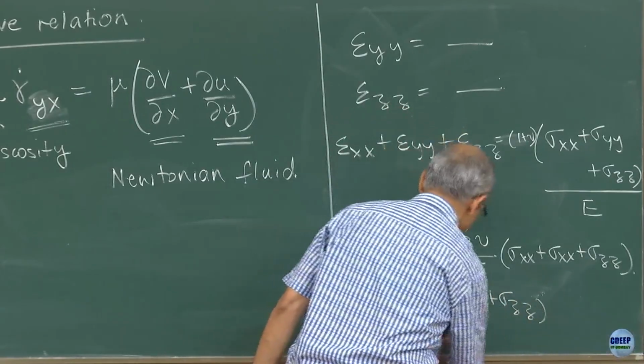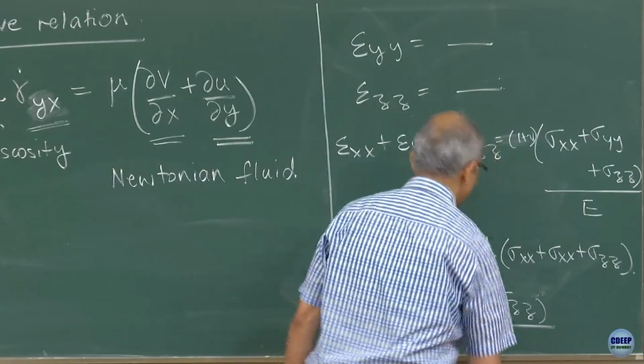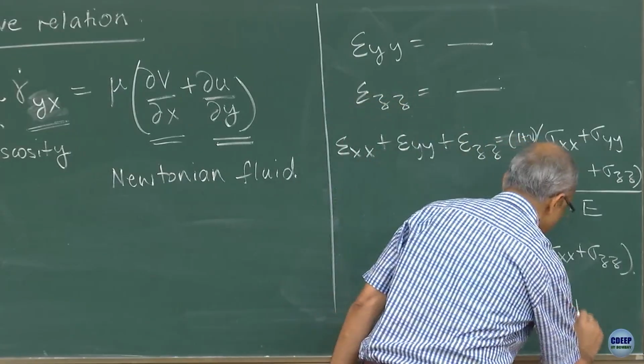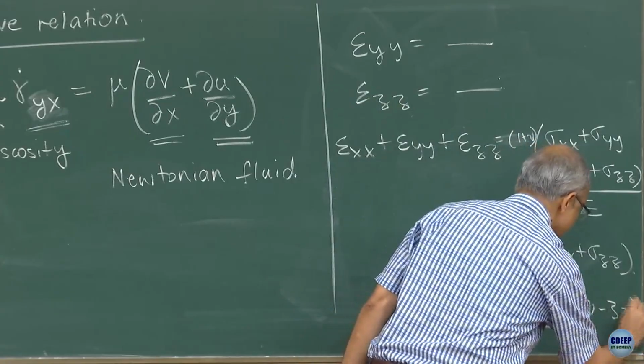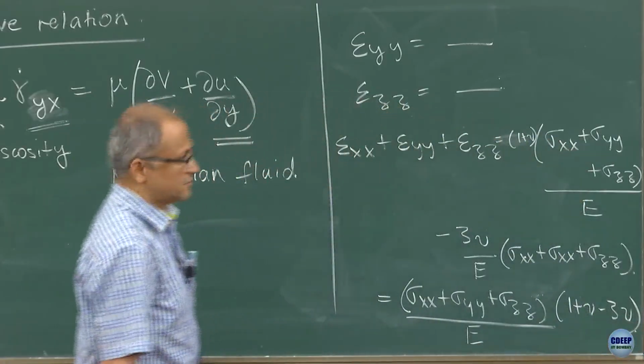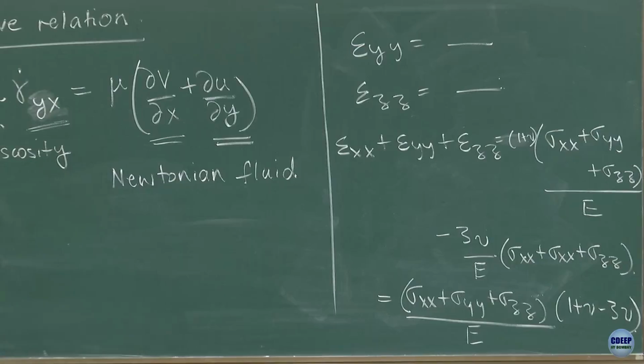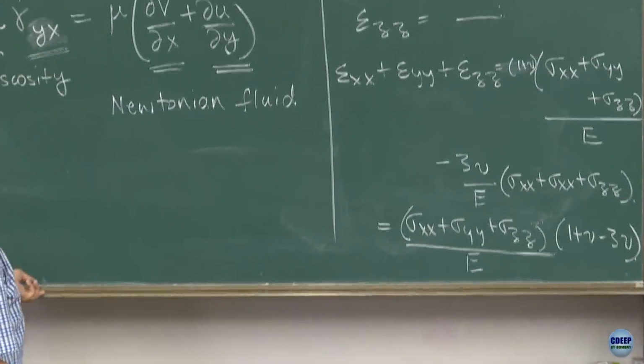Okay, divided by E, which is also common. And I get 1 plus nu minus 3 nu, which is 1 minus 2 nu. So if you want, we can just go back to this and write it out in a similar manner.